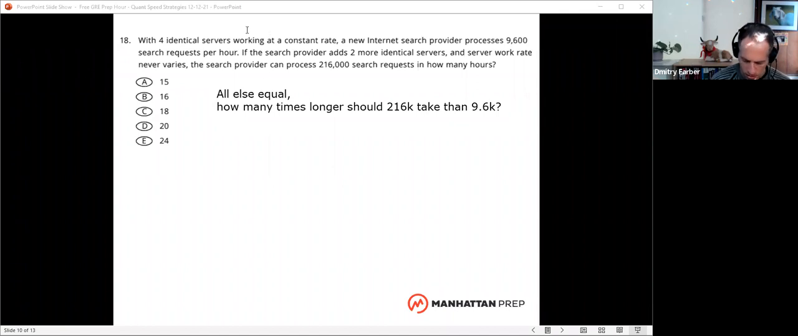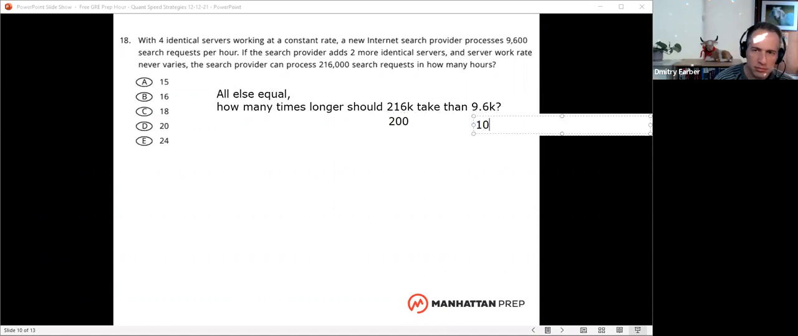What if I make these numbers a little simpler, right? What if I said 210? How many times longer should that take? If I wanted to get 10 things done and then someone said, no, not 10, 200, how many more times would that take? How many times longer?